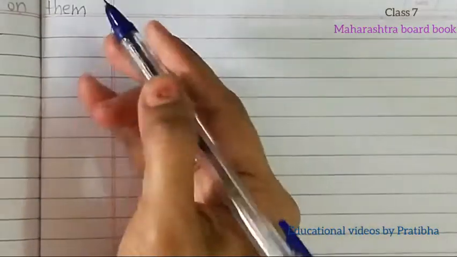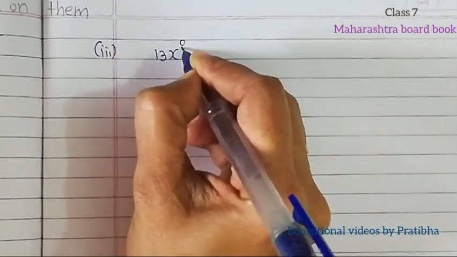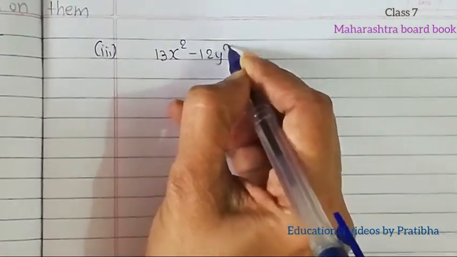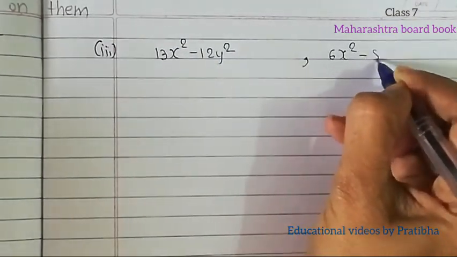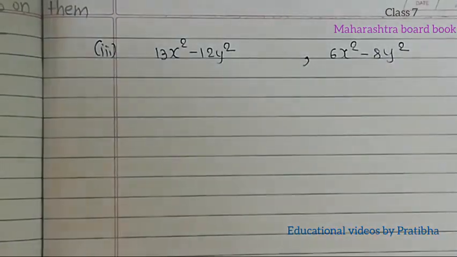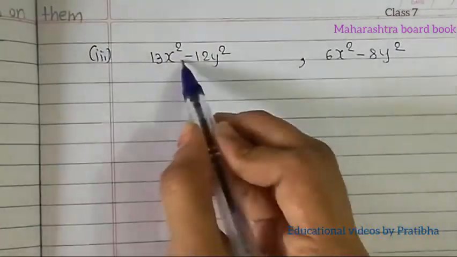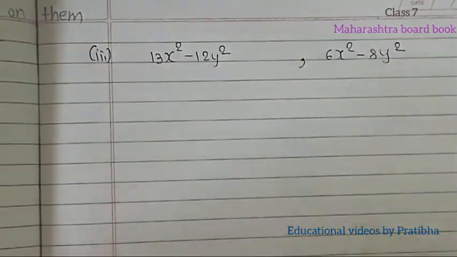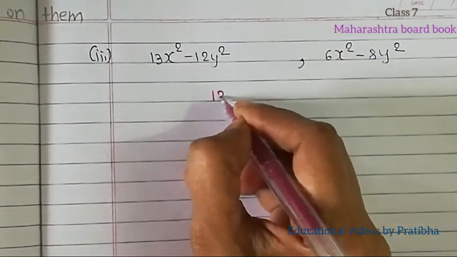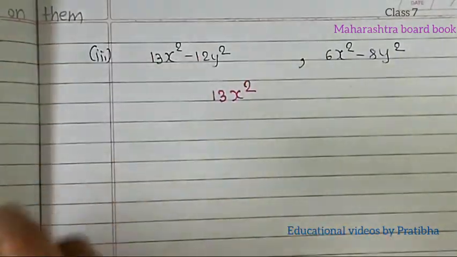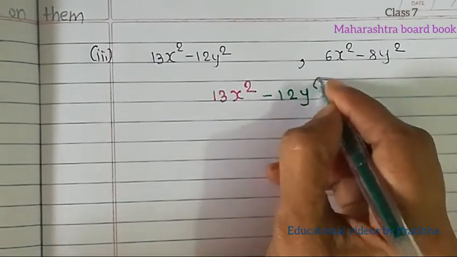Let us do the third question. That is 13x square minus 12y square. This is the first expression. And 6x square minus 8y square. This is the second expression. So far we were having expressions with only positive signs, and here in these expressions a minus sign, a negative sign, is there. So let us write them in vertical arrangement. First I am writing the first term, 13x square. In front of that I am going to write minus 12y square.